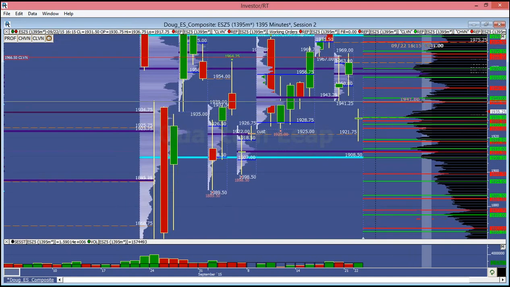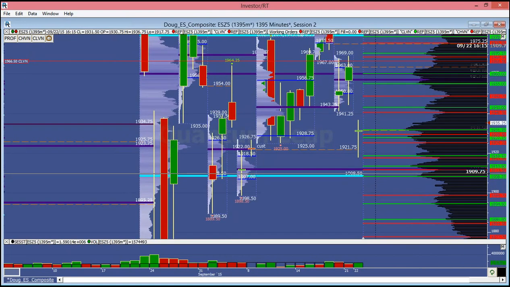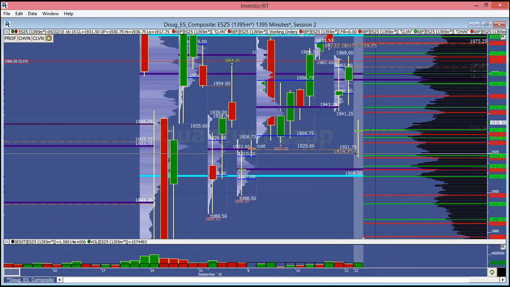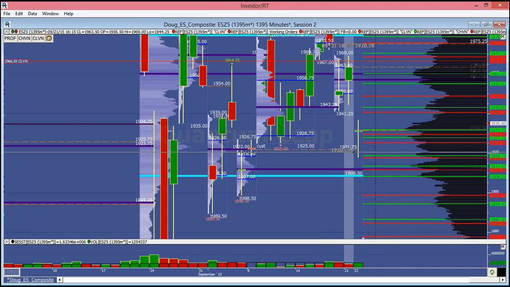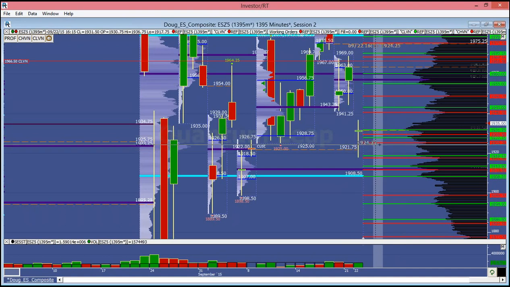If we fail to get above the 1940, there's a key. We had a double distribution day yesterday with the LVN being at 1927.50. Overnight LVN was also 1927.25. So I'll be watching that as our key line in the sand below, because if we get below that, then we'll come down into the lower distribution. We left value behind. The VPOC from yesterday is still down at 1923. So if we get below that 27.50, I'm expecting a big move down.